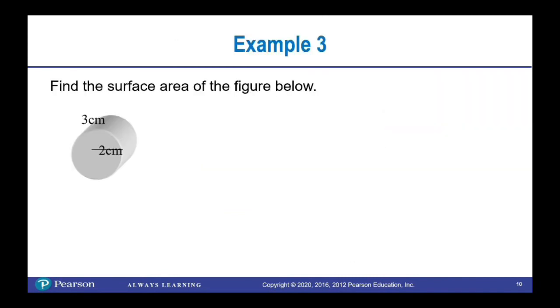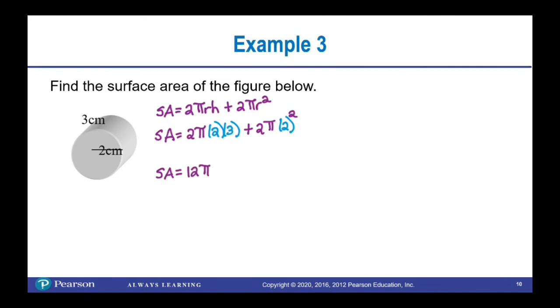In example 3, we're asked to find the surface area of our figure. This is a cylinder, so I use my new formula, 2 pi rh plus 2 pi r squared. Then fill in for r and for h. The radius is 2 and the height of the cylinder is 3. Even though the cylinder is laying on its side, that height is still 3. 2 times 2 times 3 gives us 12 pi. 2 squared is 4 times 2 would be 8 pi. These are like terms, so add them together. It gives us 20 pi.